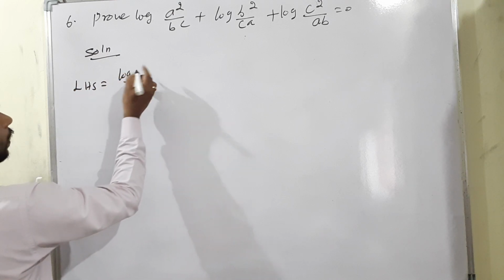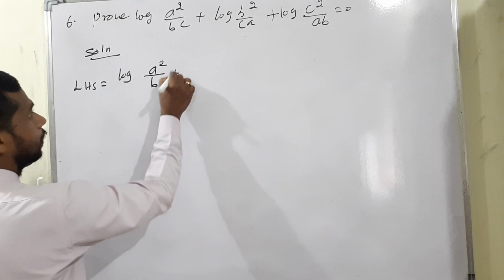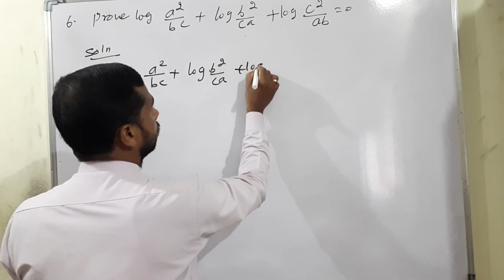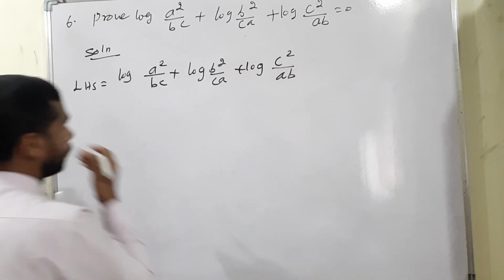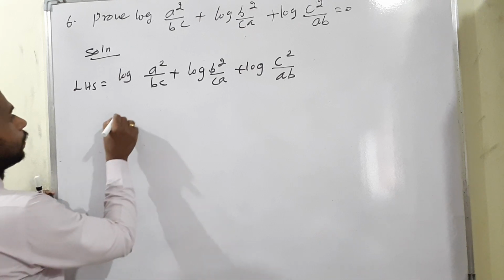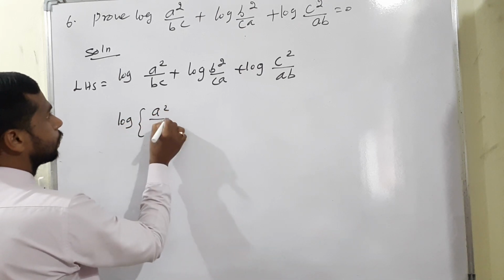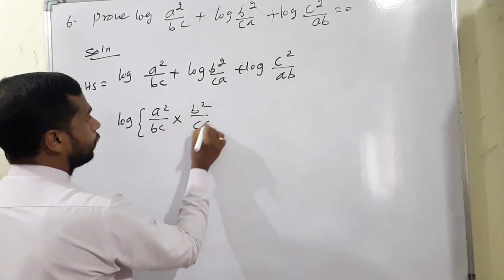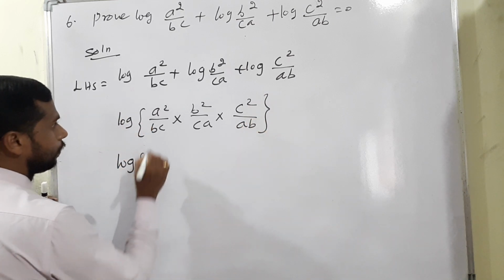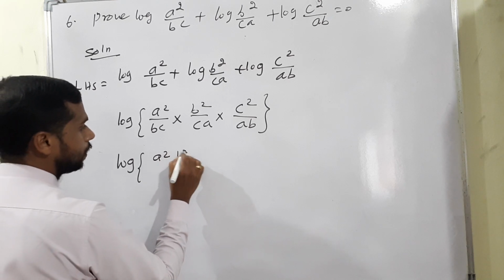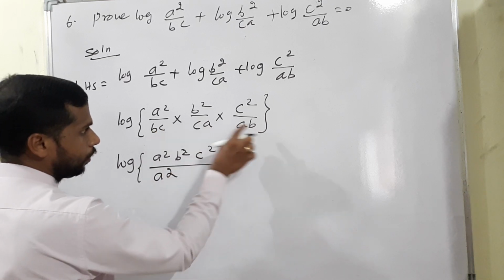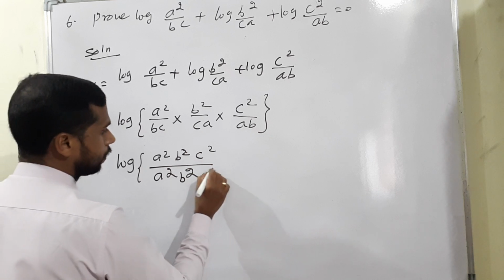LHS equals log a square by bc plus log b square by ca plus log c square by ab. So already you know the log rule, plus means we can write it as the log of a square by bc into b square by ca into c square by ab. Therefore log of, numerator multiplied means a square b square c square, divided by a square, b into b is b square, c into c is c square.